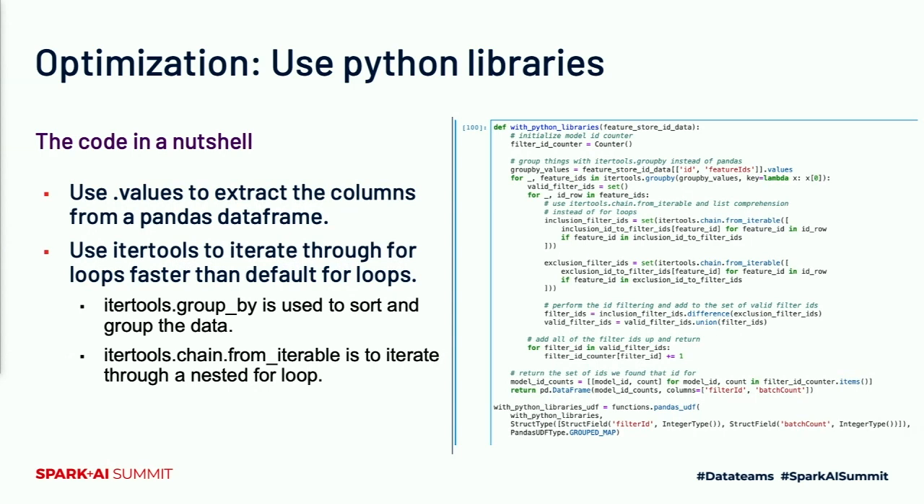And the last thing is to get all of the inclusion and exclusion filter IDs. Instead of having a list and using a Python for loop to initialize everything, we're going to use itertools.chain.from_iterable to generate the set instead of having a nested Python for loop. And it turns out these two simple changes are what's needed to make our example code run 2.5 times faster.